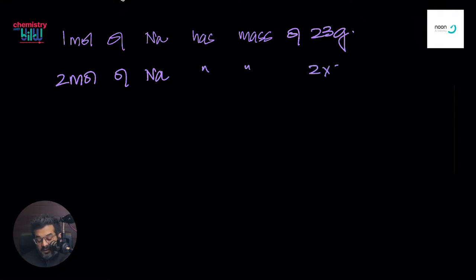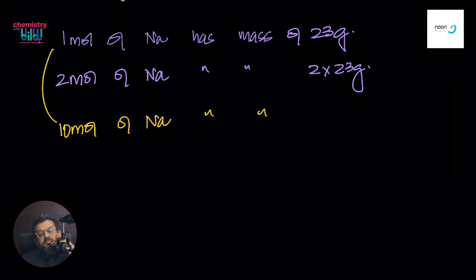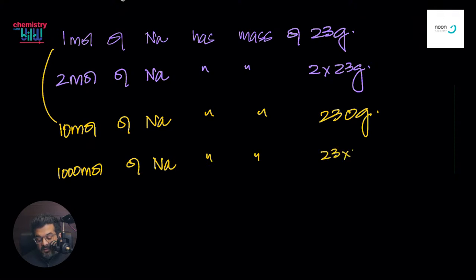So if I say 1 mole of sodium has a mass of 23 grams, all right? So 2 moles of sodium have how much mass? Well, 2 times 23, right? 10 moles of sodium. Exactly, 230. And 1,000 moles of sodium is 23 into 1,000, which is 23,000 grams. If anybody knows, that's actually 23 kilograms. So if I pick up a 23 kilogram block of sodium, it is literally this many moles.